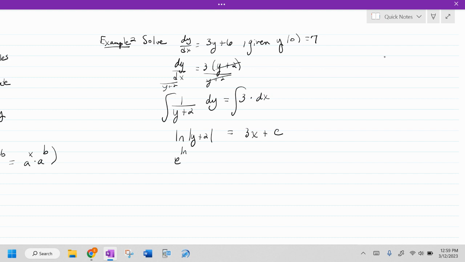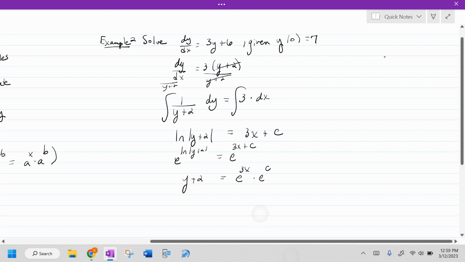So I'm going to say e to the ln of y plus 2 is equal to e to the 3x plus c. So I know that e to the ln of y plus 2 is just y plus 2. And I have, remember what I did last time, e to the 3x times e to the c.